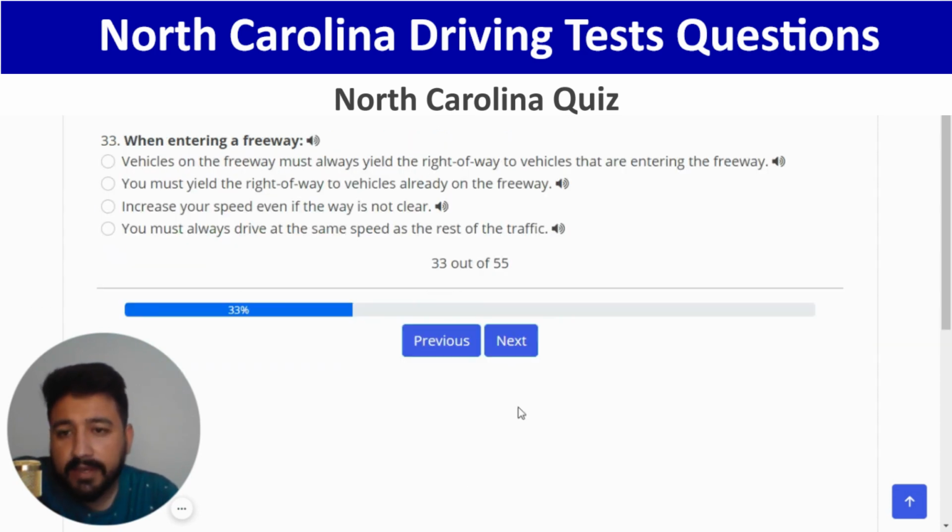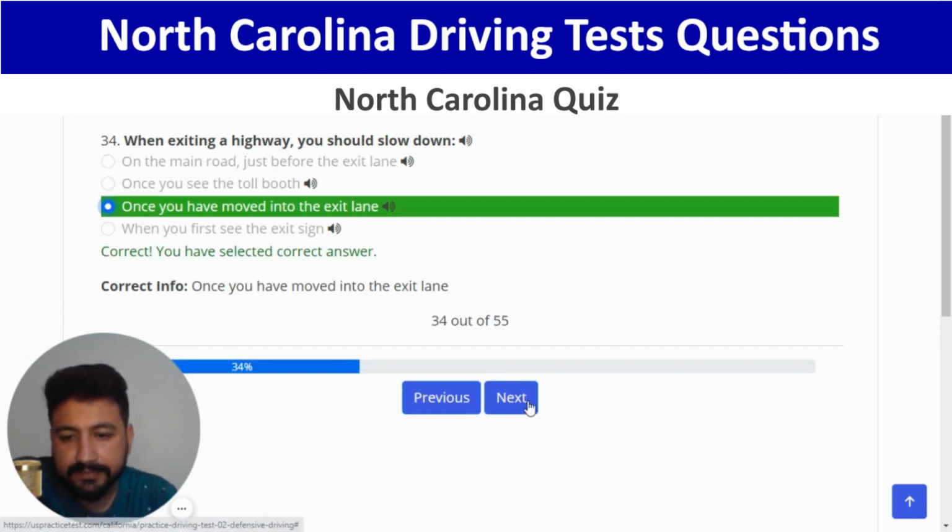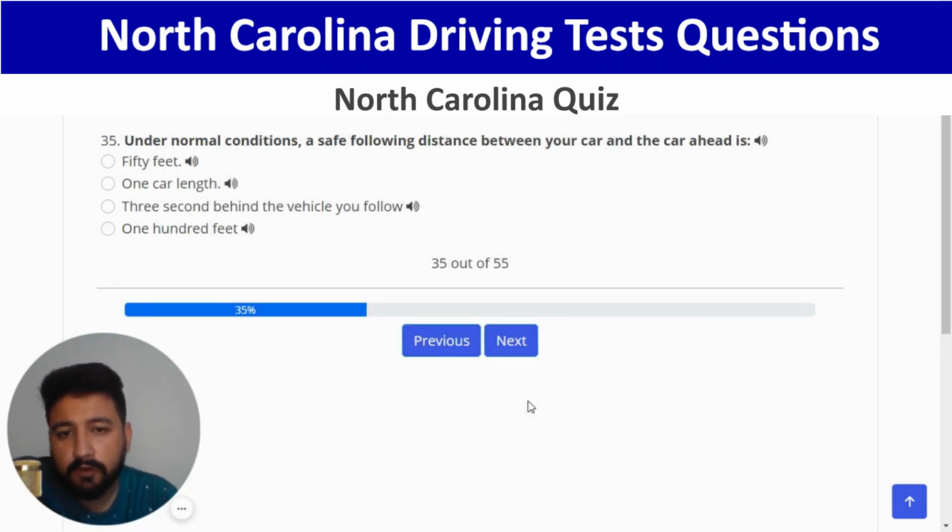And next. And entering a freeway, so you can select second option, which is you must yield the right of way to vehicle already on the freeway. Correct. And next. And exiting a highway, you should slow down. The right answer is once you have moved into the exit lane, which is the third one. Yeah, and next. Under normal conditions, a safe following distance between your car and the car ahead is 3 seconds behind the vehicle you follow, which is the third option again.